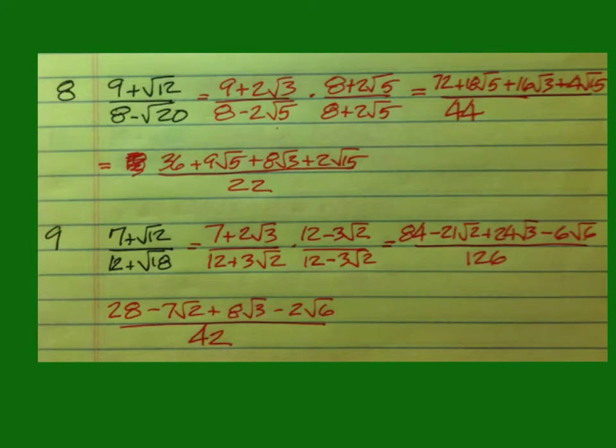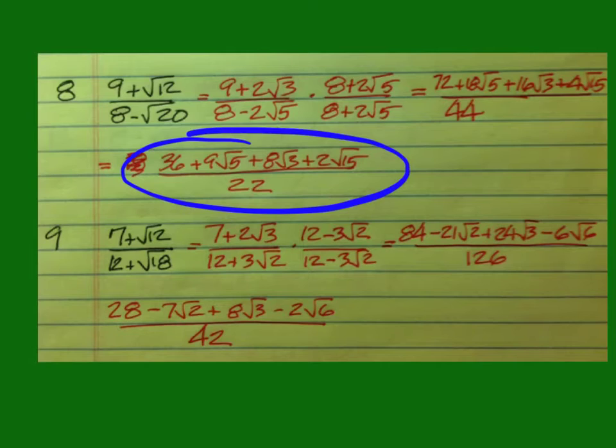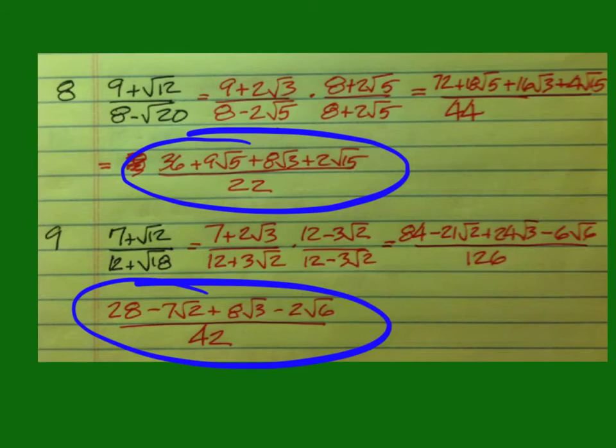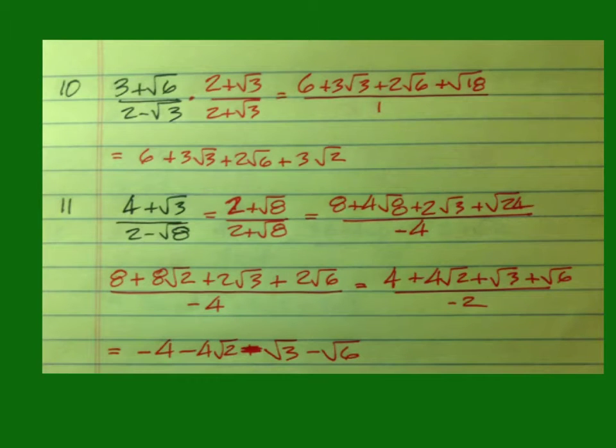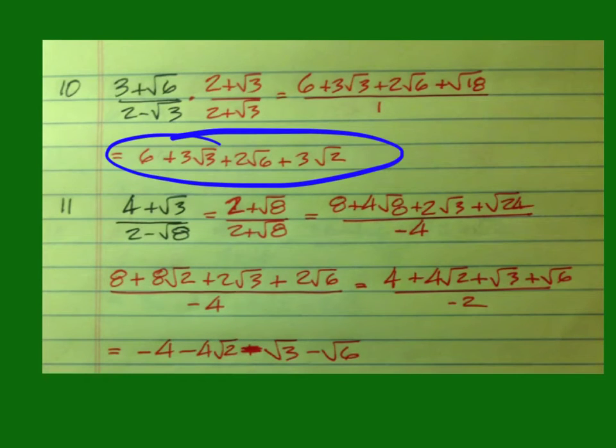On number 8, it is 36 plus 9 square root of 5 plus 8 square root of 3 plus 2 square root of 15 over 22. And 9 is 28 minus 7 square root of 2 plus 8 square root of 3 minus 2 square root of 6 over 42. 10 is 6 plus 3 square root of 3 plus 2 square root of 6 plus 3 square root of 2.